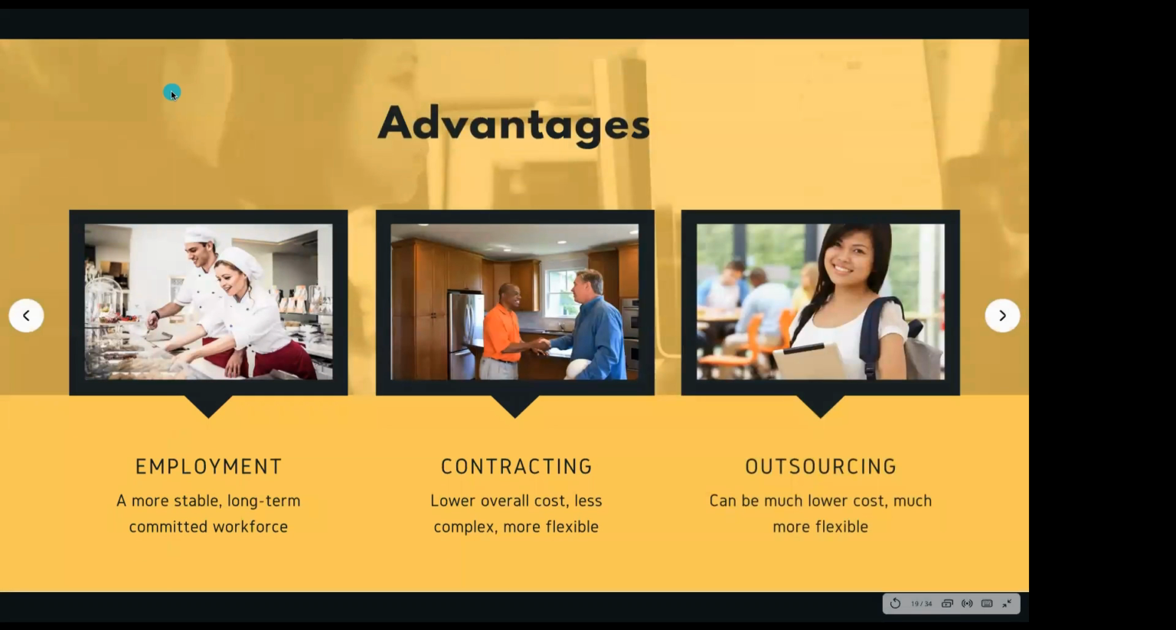So there's a few advantages and disadvantages to each different model. When it comes to employment, the advantage is that you've got a more stable, long-term committed workforce. At least this is the experience that most larger companies would have. Employment is something which you can count on more, because the people who are being employed are generally looking for something more stable, something more reliable.